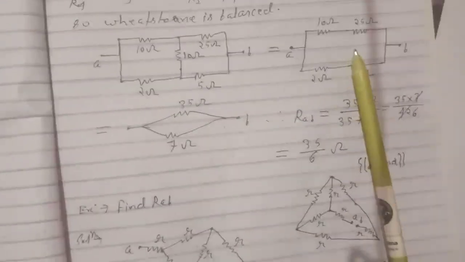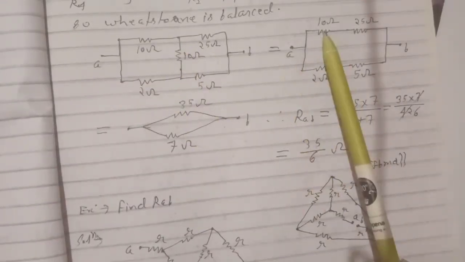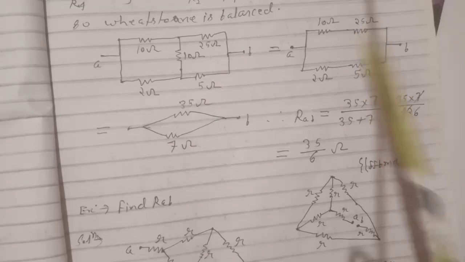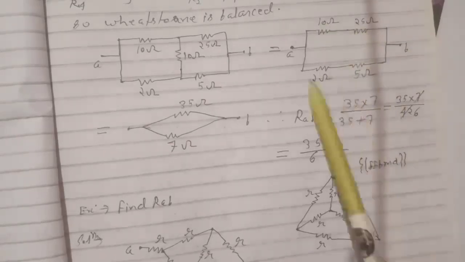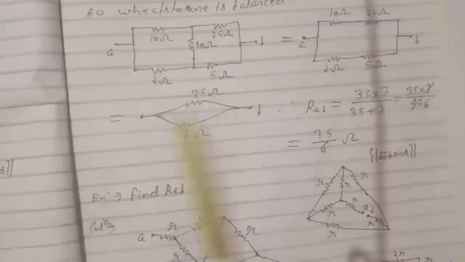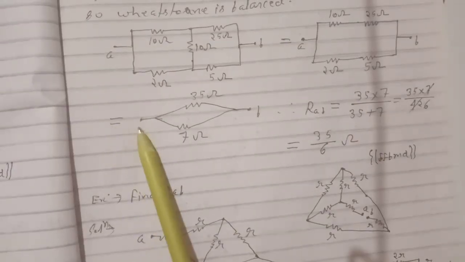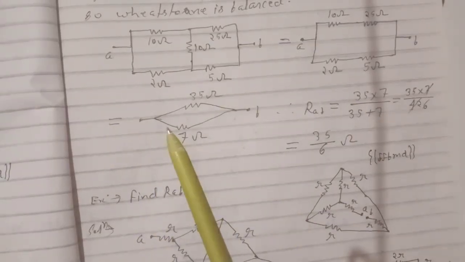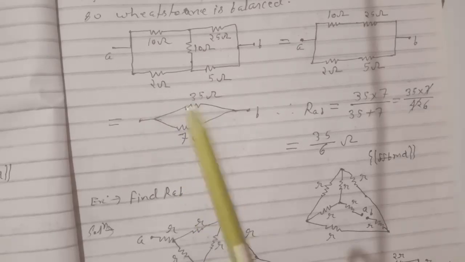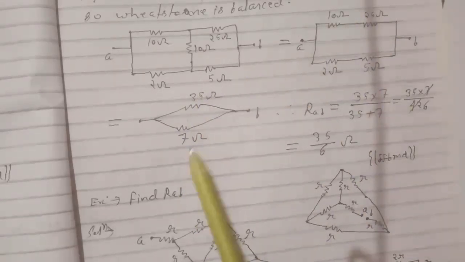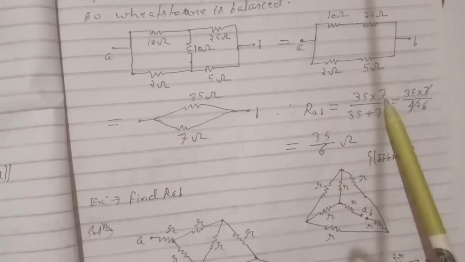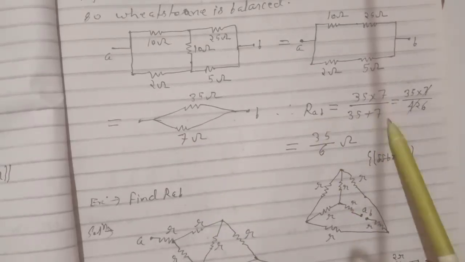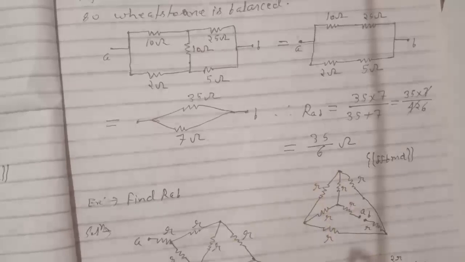So finally, this has been removed. Now 10 ohm plus 25 ohm, and on this side 2 ohm plus 5 ohm. So these are in series, these are in series. Finally this circuit will be like this, 35 ohm and 7 ohm. Now these are in parallel, so we get RAB = 35 × 7 / (35 + 7) = 35/6 ohm.